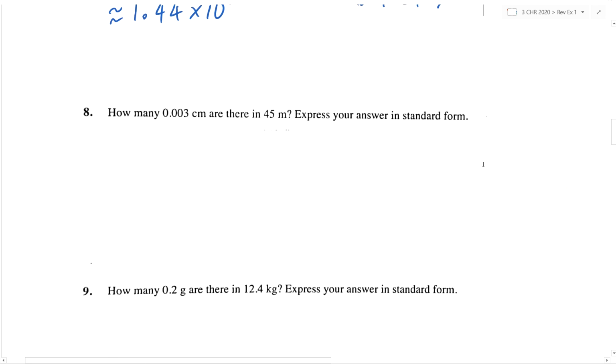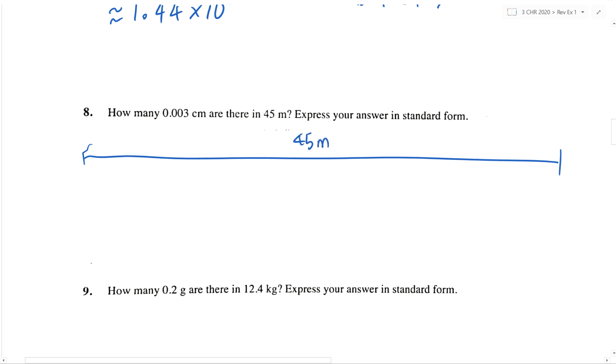How many 0.003 cm are there in 45 meters? So if this is 45 meters, how many 0.003 cm are there? What do you think should be the step if I want to find a total number of 0.003 cm?